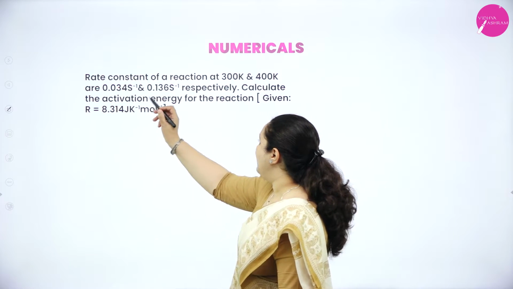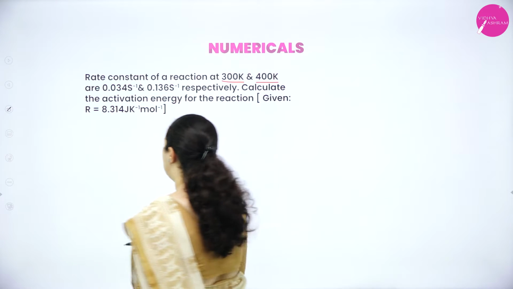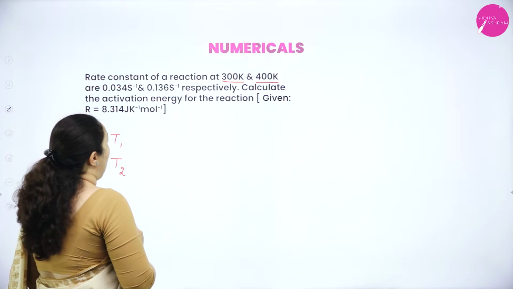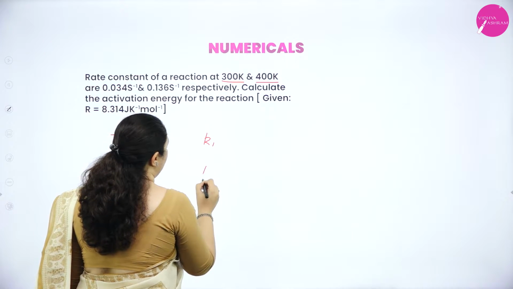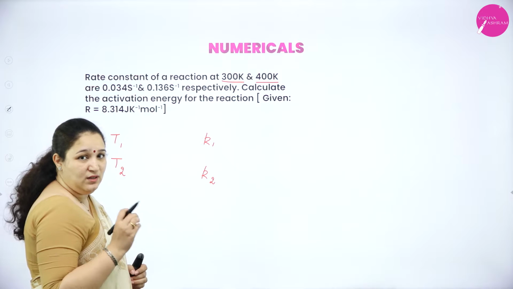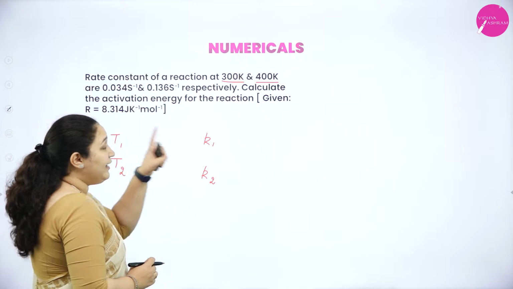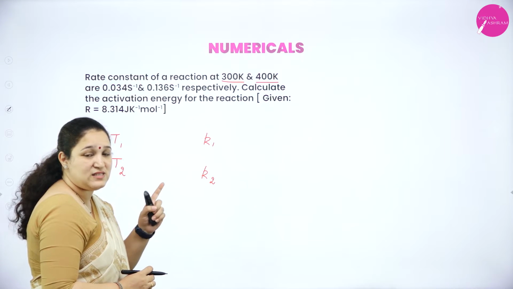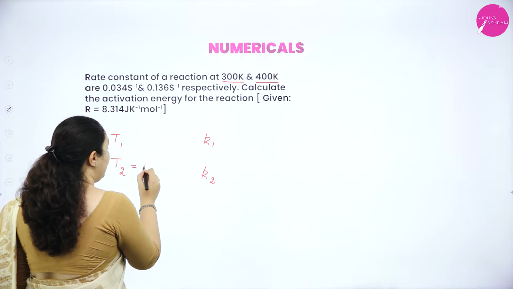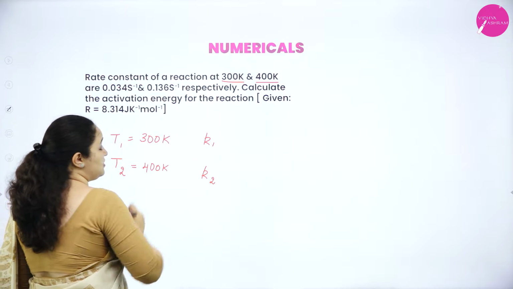Okay, so rate constant is given at 300 and 400 Kelvin. So we have temperature T1 and T2. The respective rate constants K1 and K2 are also given. Now, why haven't I written the values here? It's because always remember the higher temperature is taken as T2. So we have 300 and 400 Kelvin. So 400 Kelvin I will be taking as T2 and 300 Kelvin I will be taking as T1.